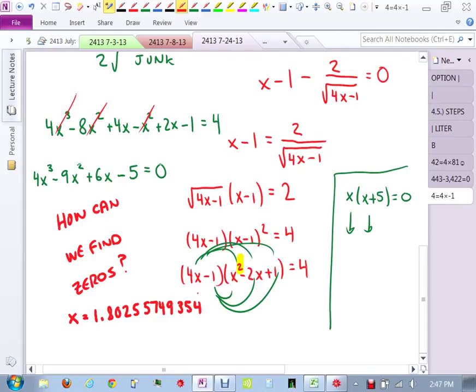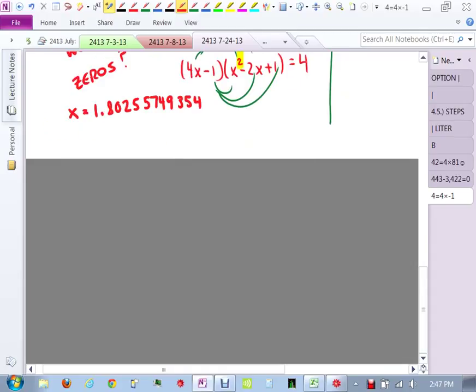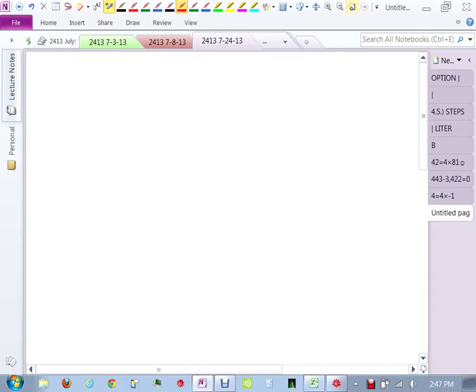Anyone else get that? That knows how to use any of those features on their calculator? If you want to learn how to use your solve function, if you have a TI, it can do this. Now, what would we still need to do here? 1.802. What would we still need to do, assuming we got that?